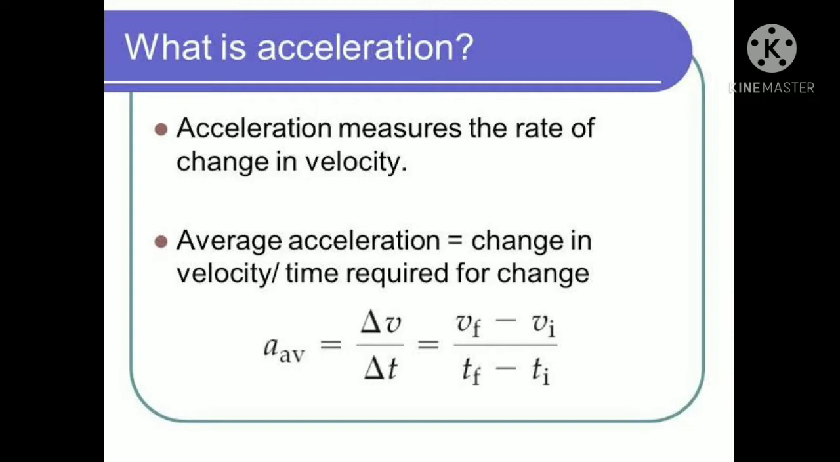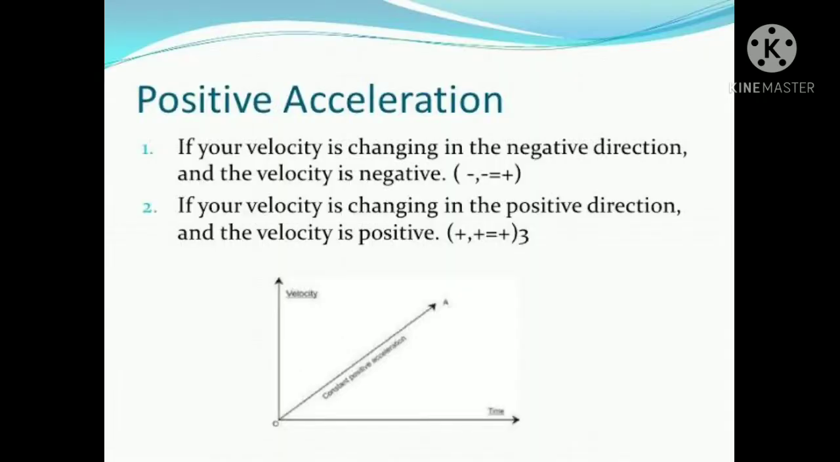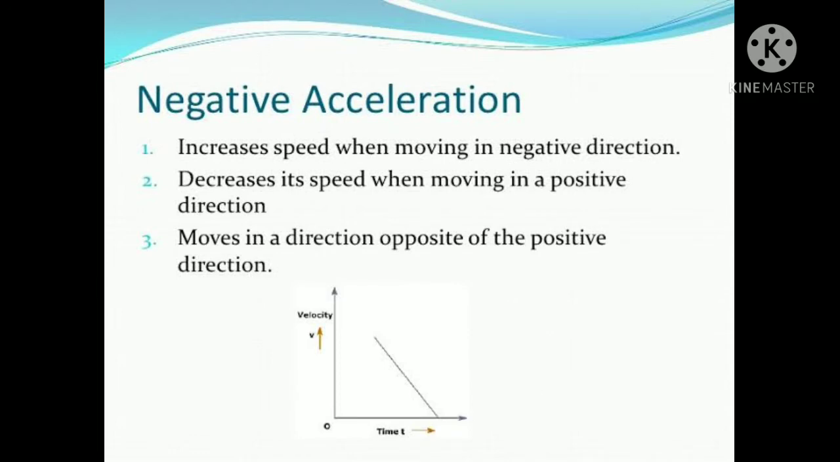So this is acceleration, but there are two types. One is positive. What is positive? If your velocity is changing in the negative direction, the velocity is negative. And if your velocity is changing in the positive direction, then the velocity will be positive. So when the velocity is negative, the acceleration will be positive here. Now negative acceleration, see, increases speed when moving in the negative direction, okay? It decreases the speed when moving in the positive direction and moves in the direction opposite of the positive direction. So these are the properties of negative acceleration.